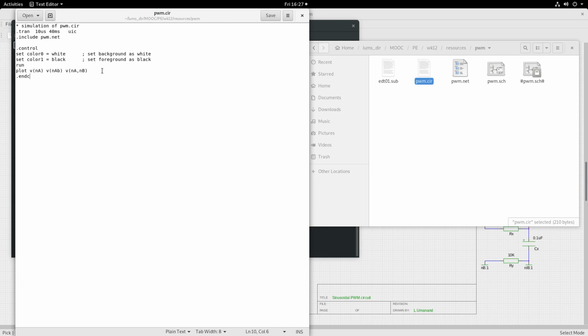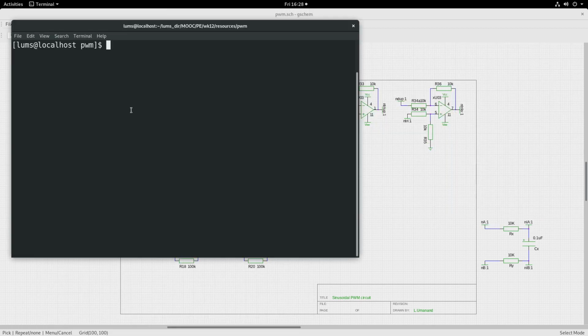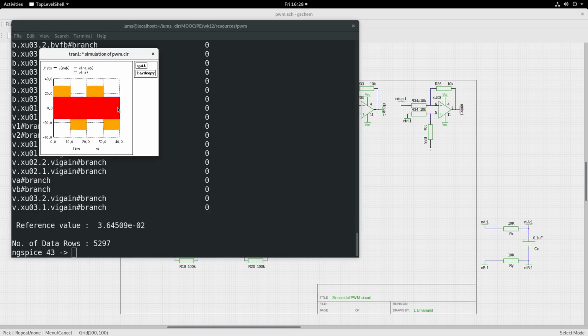I'm going to use this PWM net and the usual, making the background color white, foreground color black, and running the simulation. What am I going to see? I am going to see NA and NA bar, and the voltage across the center arm, V NA minus NB, that is across the center arm of the bridge, of the full bridge. Let us now go back to the terminal and run the simulation. I will use run sim PWM, so it will generate the netlist and then execute the simulation.